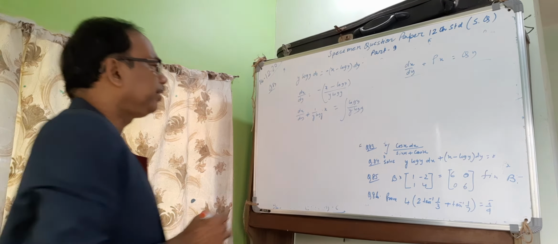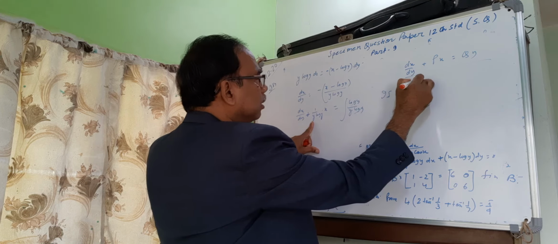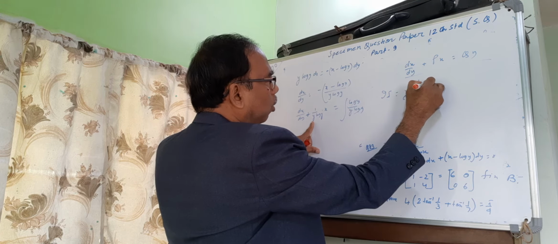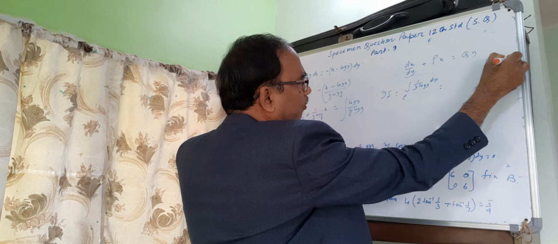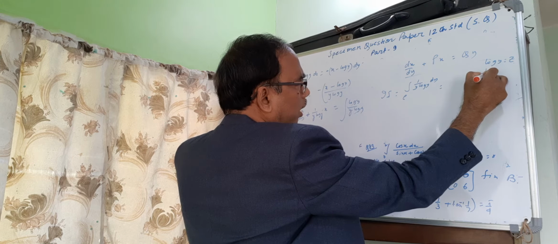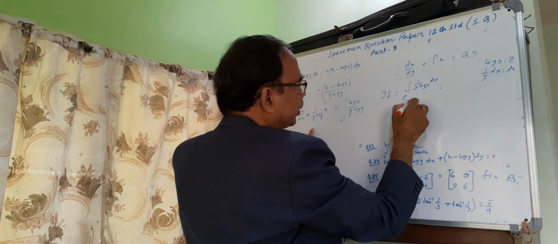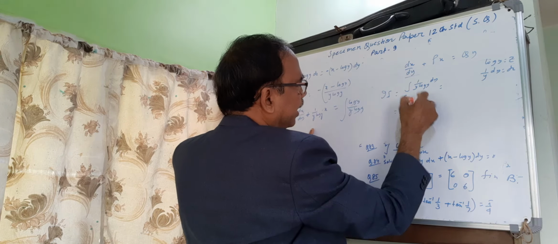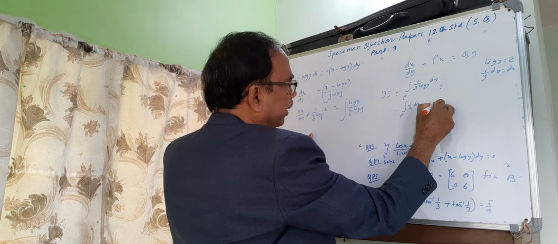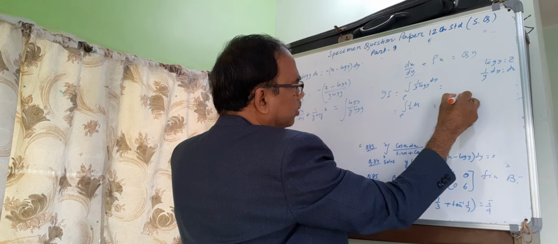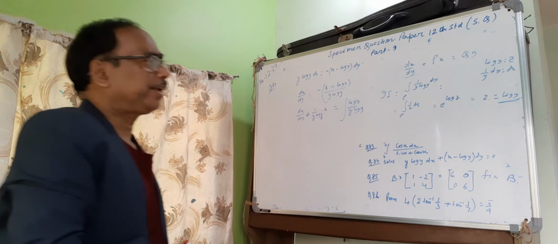This type of sum, we have to find the integrating factor, which is e to the power integration P dy, that is 1 by y log y dy. Put log y equals z, so 1 by y dy equals dz. Then e to the power integration 1 by z dz, that is e to the power log z, that is only z, that is log y. Log y is the integrating factor.